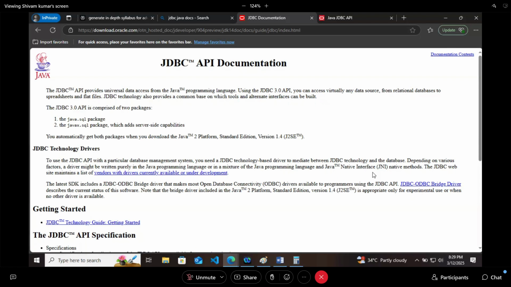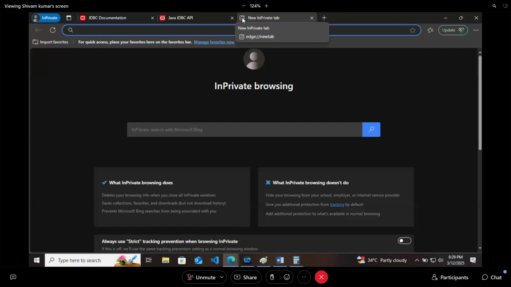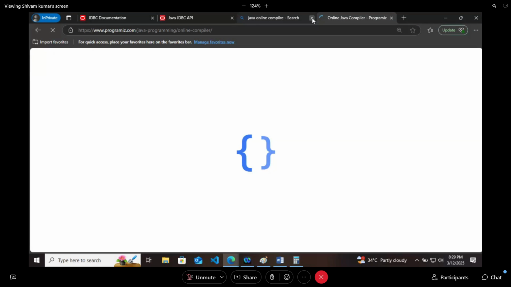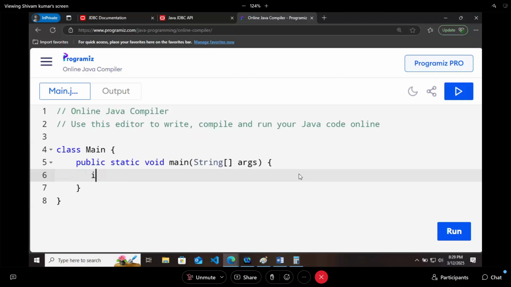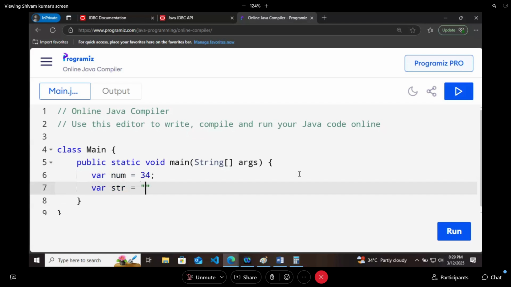There is something like let, var, and const in JavaScript, right? Do we have something like that in Java? Let me tell you one thing that I can bet most of you don't know about. Go to a Java online compiler, and generally what we do is say int a equals 34 and print the value of a. I will say var num equals 34, var str equals my name is Shivam. By the way, you can see the class and main method.